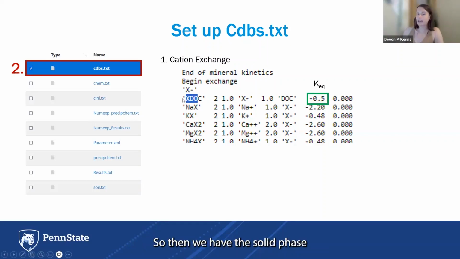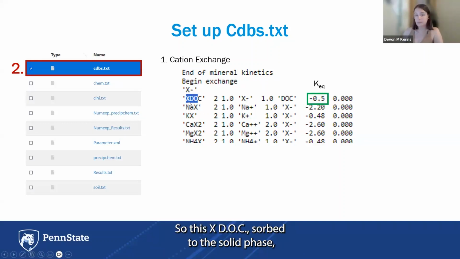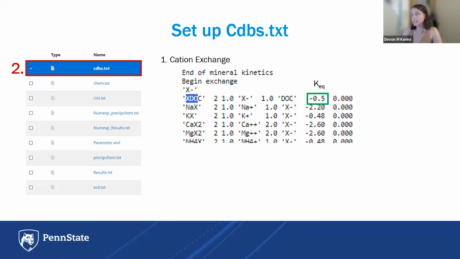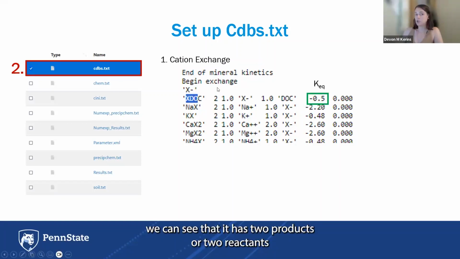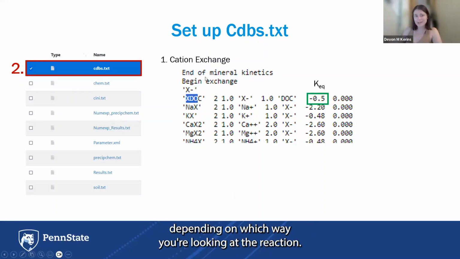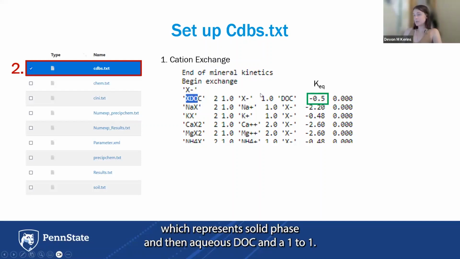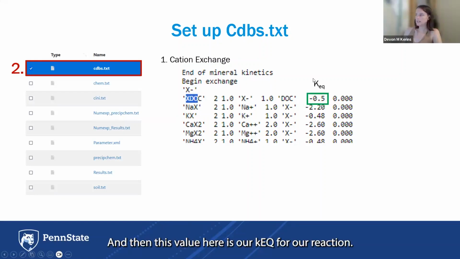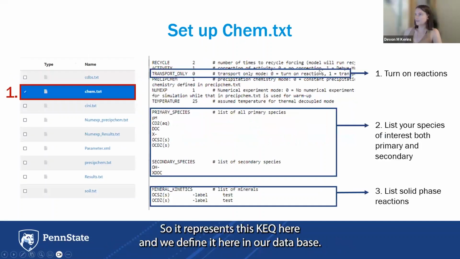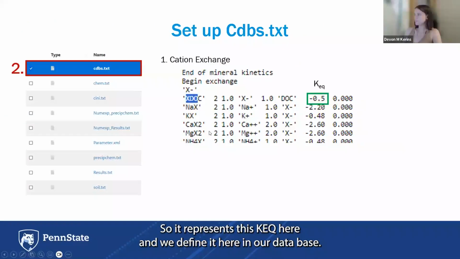And so then we have the solid phase or the product of this cation exchange. So this XDOC, which is representing DOC sorbed to the solid phase. We can see that it has two products or two reactants, depending on which way you're looking at the reaction. So we have the X minus, which represents solid phase, and then aqueous DOC in a 1-to-1. And then this value here is our KEQ for our reaction. So it represents this KEQ here. We define it here in our database.